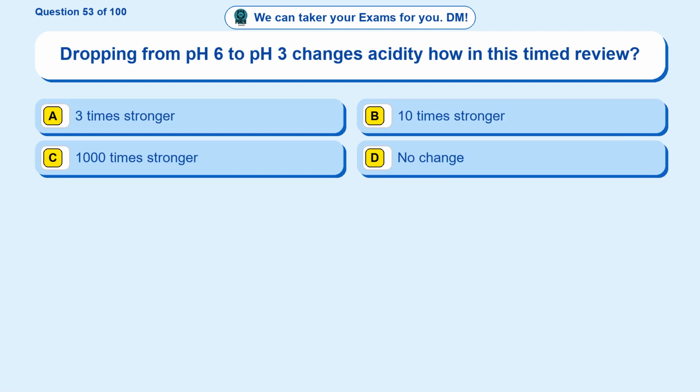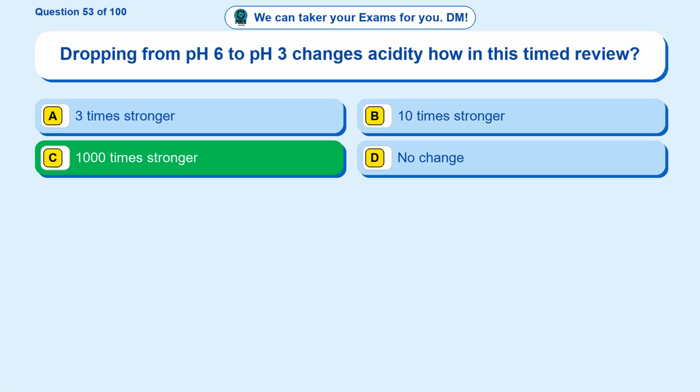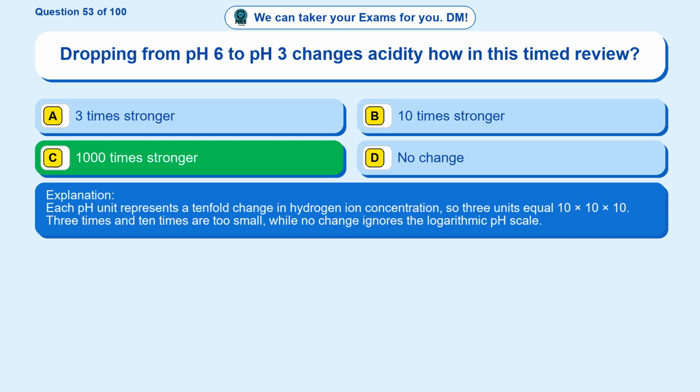Question 53. Dropping from pH 6 to pH 3 changes acidity how in this timed review? Option A 3 times stronger. Option B 10 times stronger. Option C 1000 times stronger. Option D. No change. The correct answer is option C. 1000 times stronger. Each pH unit represents a 10-fold change in hydrogen ion concentration, so 3 units equal 10 times 10 times 10. 3 times and 10 times are too small, while no change ignores the logarithmic pH scale.